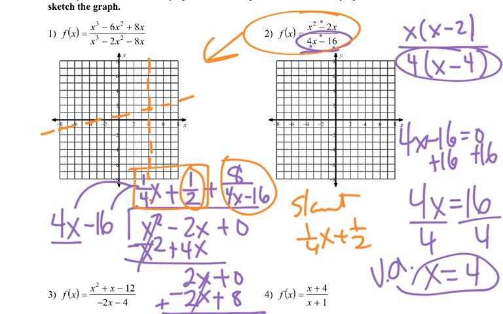Now, I don't have any holes because nothing eliminated. So I take the top here, and I take each one of these separately, and that'll give us our x-intercepts, because we can have more than one. So I have an x-intercept at 0. I also have an x-intercept at x minus 2 equals 0, so we get x equals positive 2.